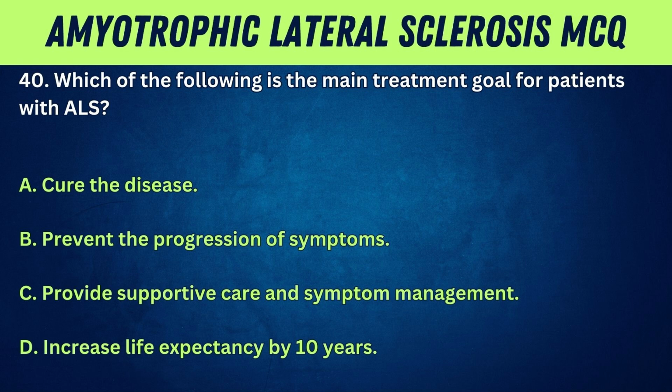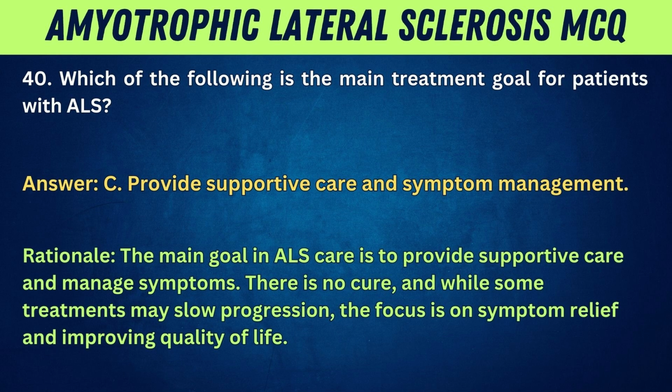40. Which of the following is the main treatment goal for patients with ALS? A. Cure the disease. B. Prevent the progression of symptoms. C. Provide supportive care and symptom management. D. Increase life expectancy by 10 years. Answer: C. Provide supportive care and symptom management.